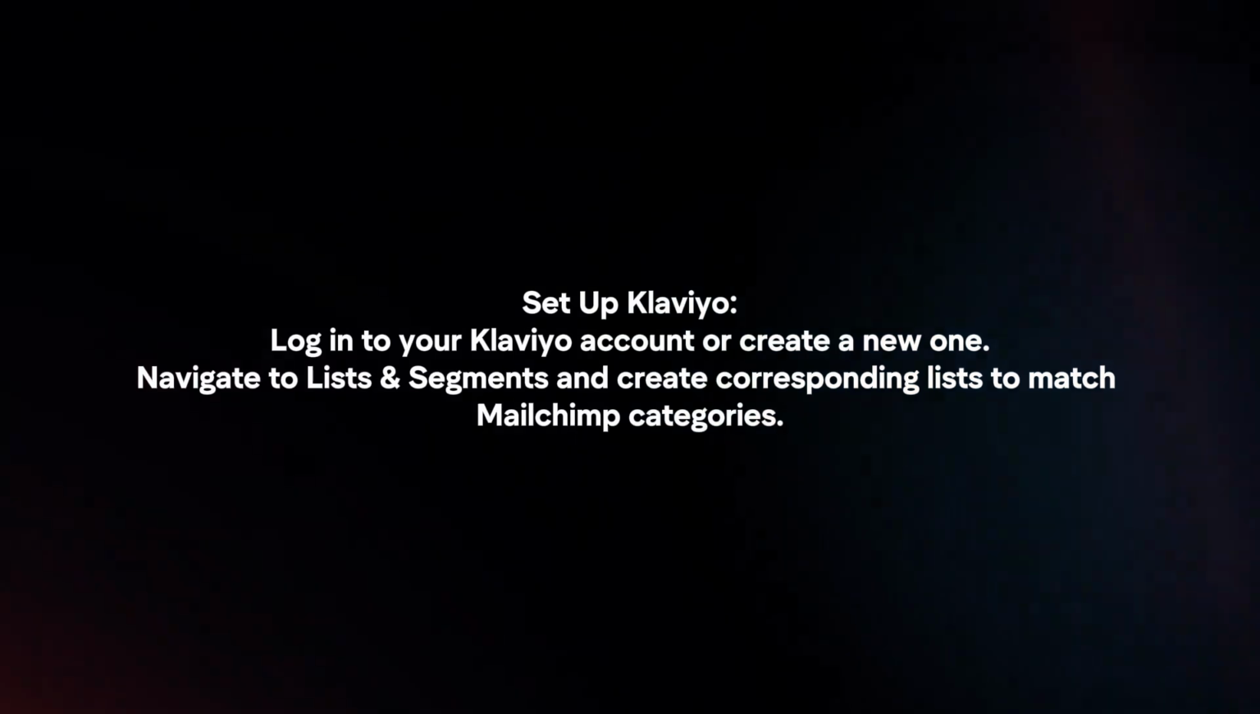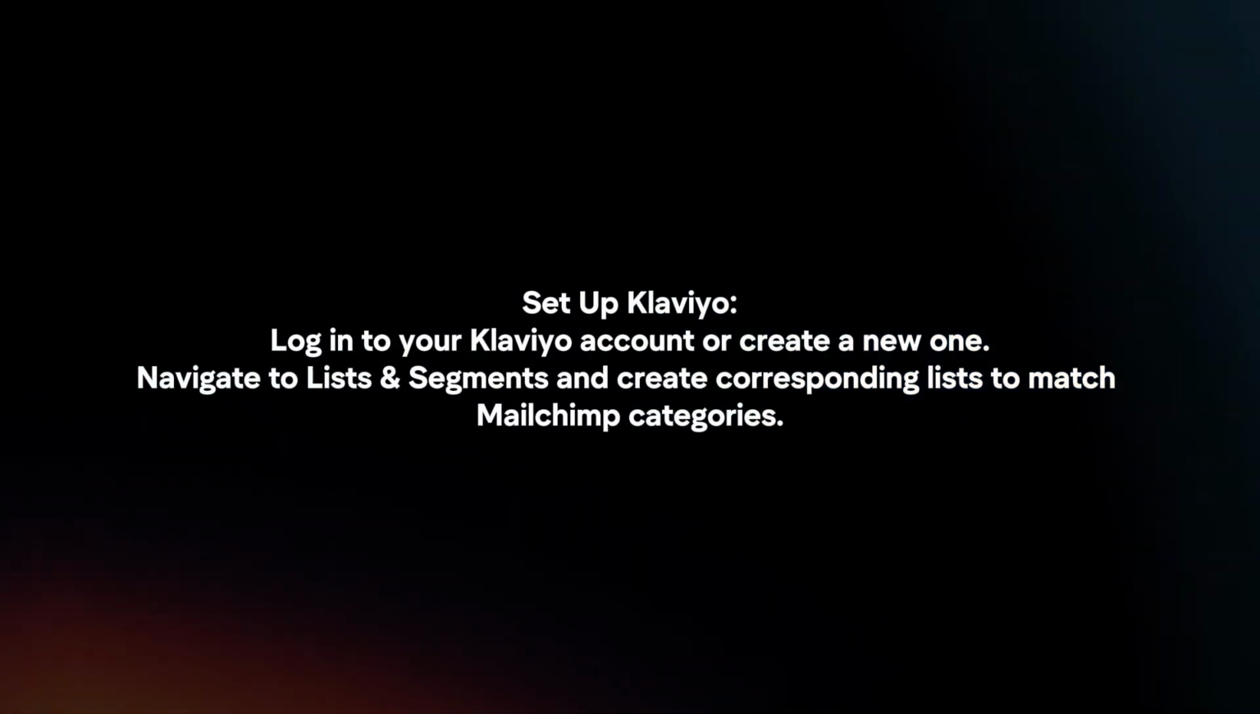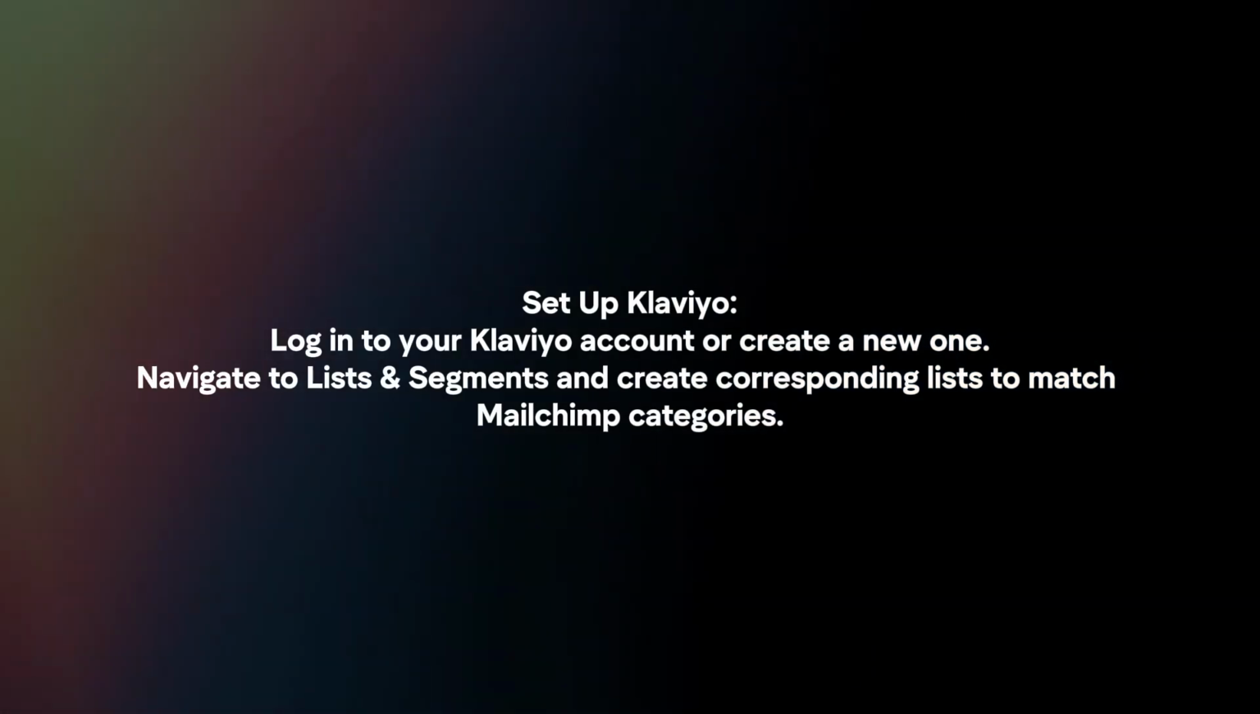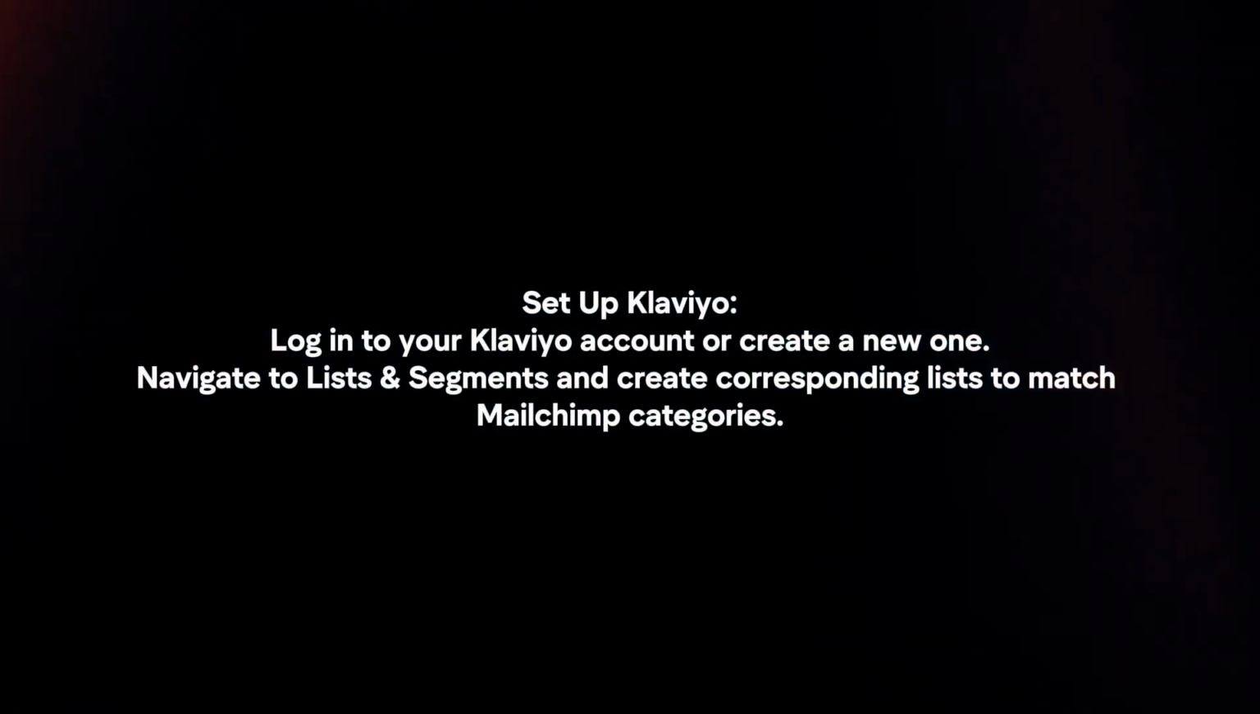Set up Klaviyo. Log into your Klaviyo account or create a new one. Navigate to Lists and Segments and create corresponding lists to match Mailchimp categories.